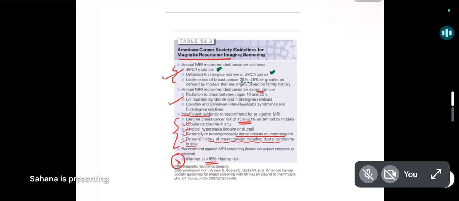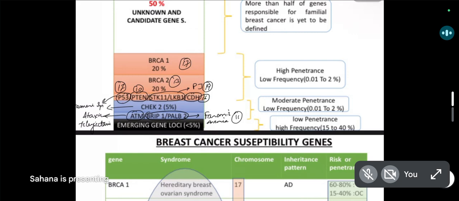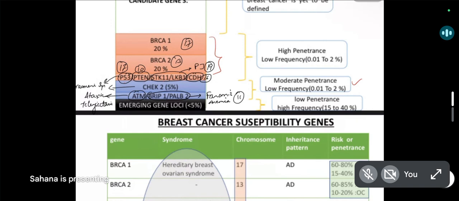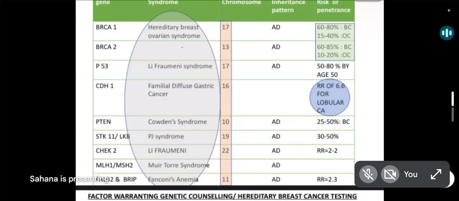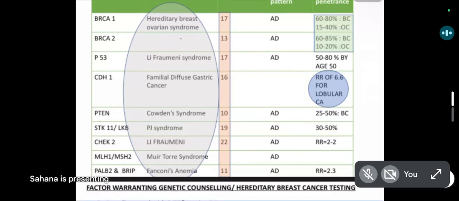Then these were the high, moderate, and low penetrance genes that we were speaking about. BRCA1 and 2, P53, PTEN, STK11 (LKB1), and CDH1 come under high penetrance. CHEK2, ATM, BRIP are moderate penetrance, and the others are low penetrance. So, about the syndromes associated, just to name them: BRCA is associated with HBOC. P53 germline and somatic. Somatic P53 is associated with most of the solid malignancies. You can write under this. Li-Fraumeni is associated with germline P53, and it is not as common as somatic P53.